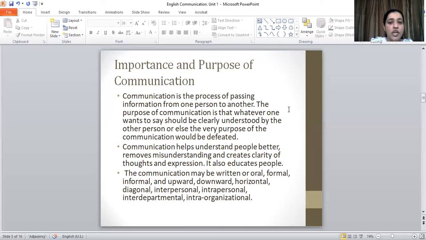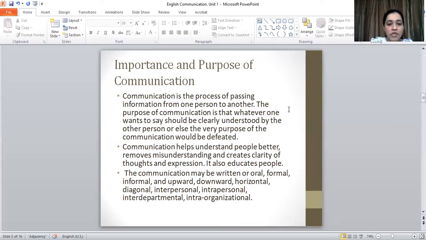The purpose is that whatever one wants to say should be clearly understood by the other person, or else the very purpose of communication would be defeated. Communication helps understand people better, removes misunderstanding, and creates clarity of thoughts and expression. It also educates people. This, of course, depends on whether you are a successful communicator or not. And we hope that by the end of this course, your progress in communication skills will make you a far better communicator than you already are.